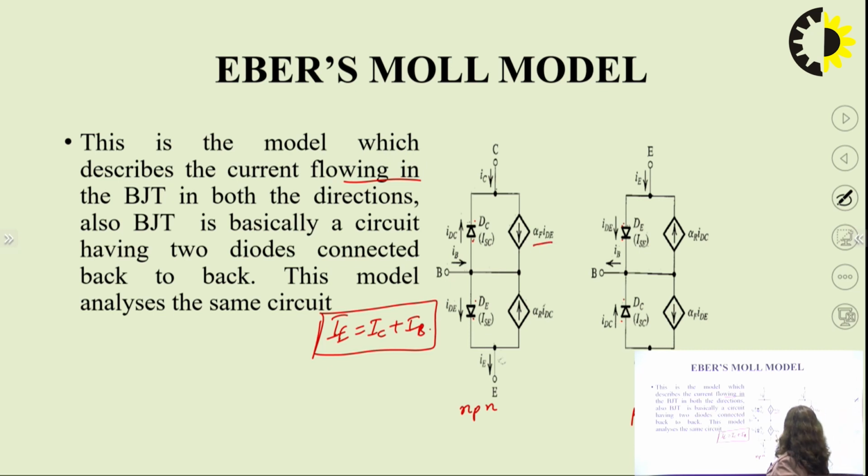Alpha F and alpha R are the forward gain and the reverse gain for the particular circuit, that is for the one PN junction, that is for the collector and base junction. So that is shown here, and then for the second junction it is shown here in the next part. Similarly, we have alpha R and alpha F, that is the reverse current gain and the forward current gain for the PNP type of transistor.